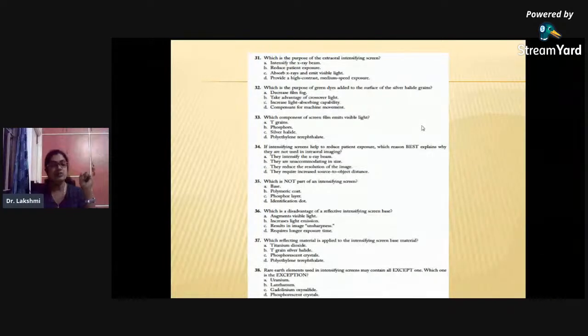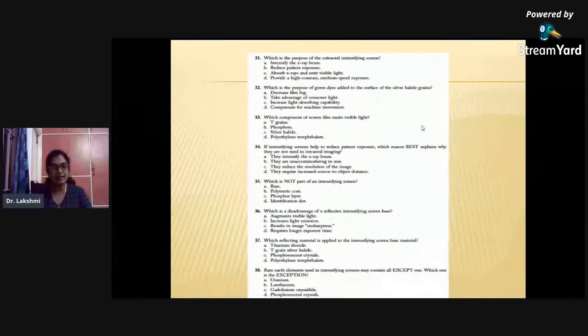35. Which is not a part of an intensifying screen? Base is a part, phospholayer is a part, and polymeric coat is a part, but D is the option. Identification dot is on the film packet, not on a screen. 36. Which is a disadvantage of reflective intensifying screen base? The answer is C, results in image unsharpness. 37. Which reflecting material is applied to the intensifying screen base material? That is A, titanium dioxide.